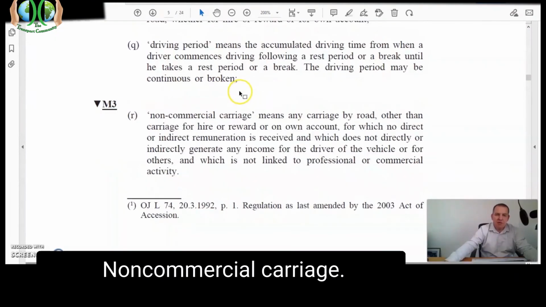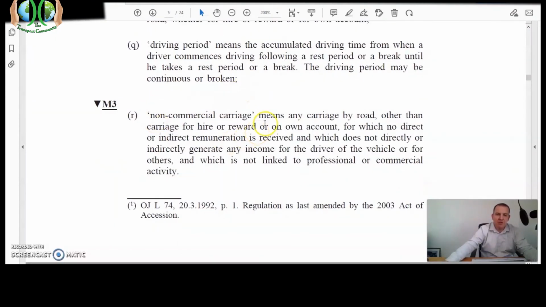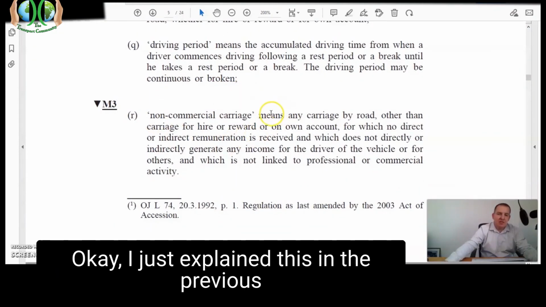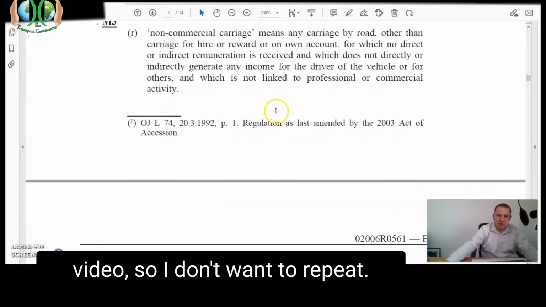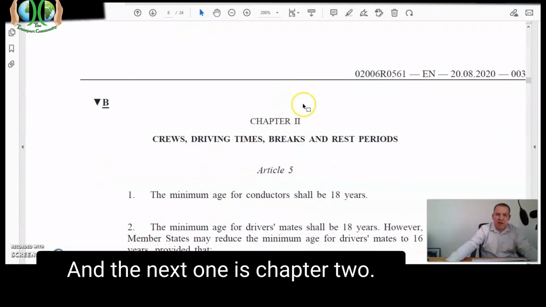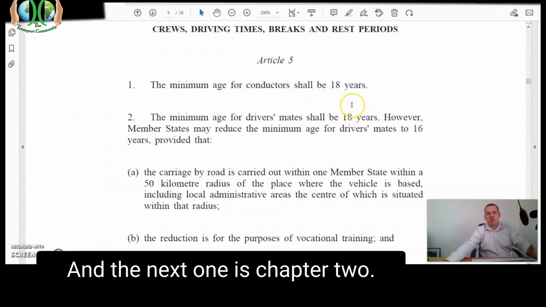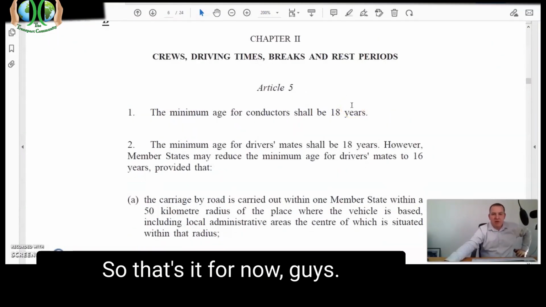So go back to the regulation, driving the non-commercial carriage. Okay, I just explained this in the previous video, so I don't want to repeat. And the next one is chapter 2. So that's it for now, guys.